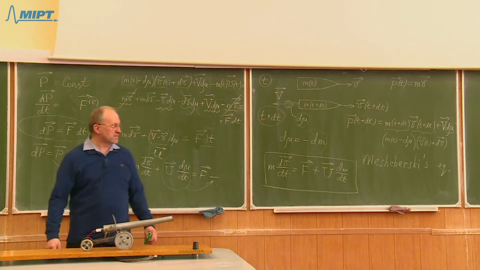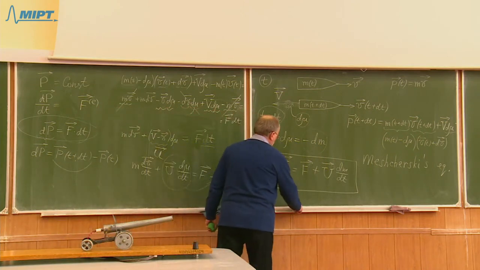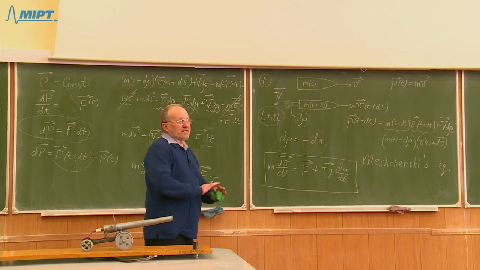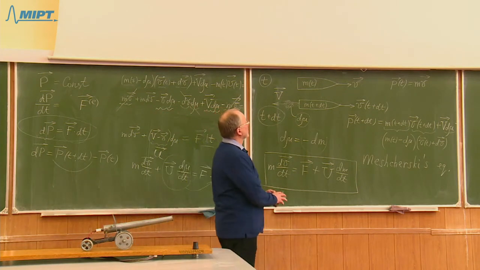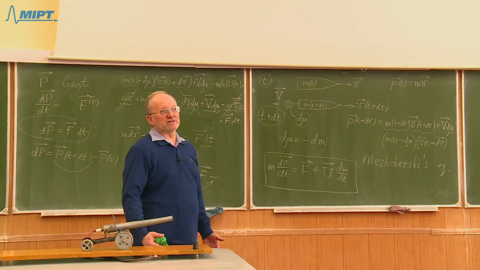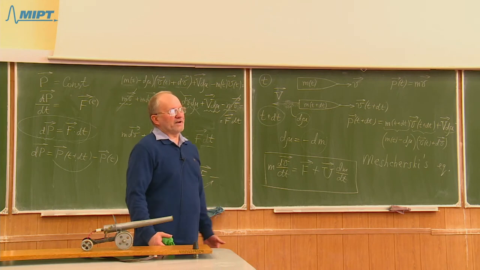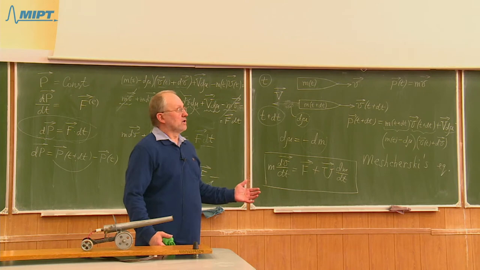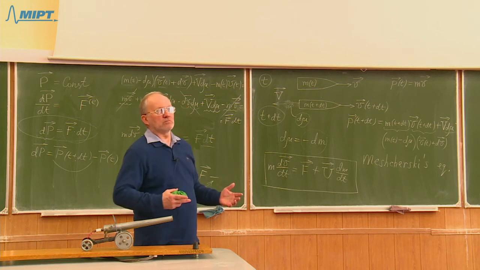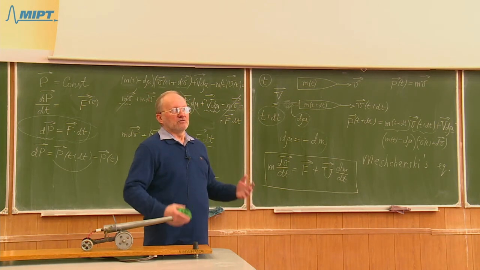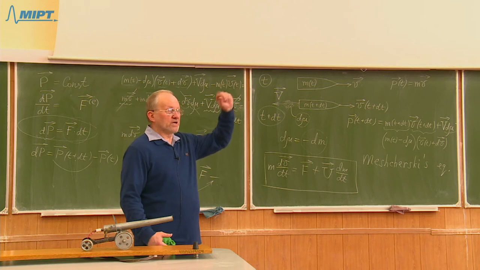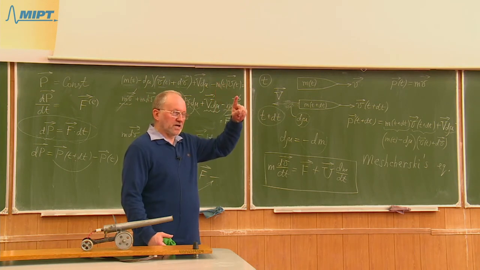Meshchersky was a Russian scientist of the 19th century, and he considered motion of bodies with variable mass. He did not consider rockets. He considered different situations. There are many cases in nature when a body has a variable mass. For example, when we have rain outdoors, we have droplets of water falling down. Where do these droplets of water emerge from? How do they appear?